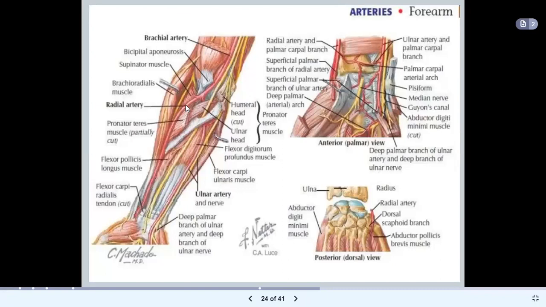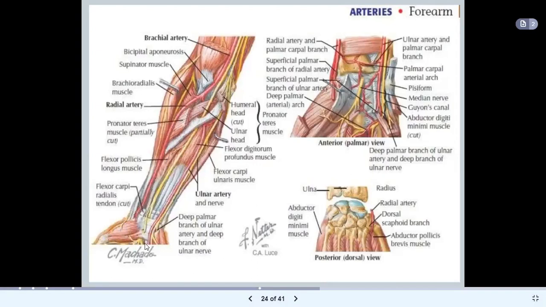So this is the radial artery here. So it's running on the side of the radius. So you have your ulnar bone here and your radial bone on this side. So you see the radial artery running on the radial side and then comes down here at the level of the wrist. It will pass through what we call the anatomical snuff box, which you cannot see in this diagram. And then it will terminate by forming the deep palmar arch.